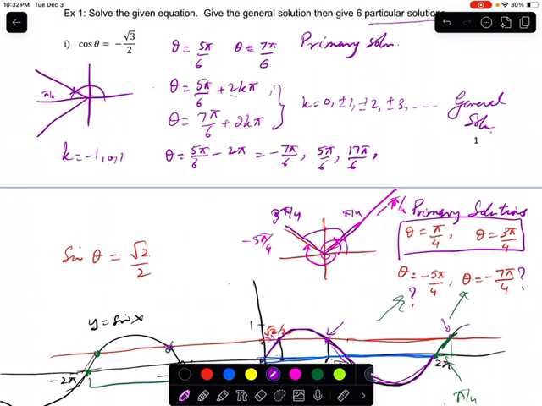And now I will plug in negative 1 for k, for the second primary solution. So I get negative 7 pi over 6 minus 2 pi, which will give me negative 5 pi over 6. And then 0 will give me 7 pi over 6. And then 1 will give me 19 pi over 6. So these are our 6 particular solutions.